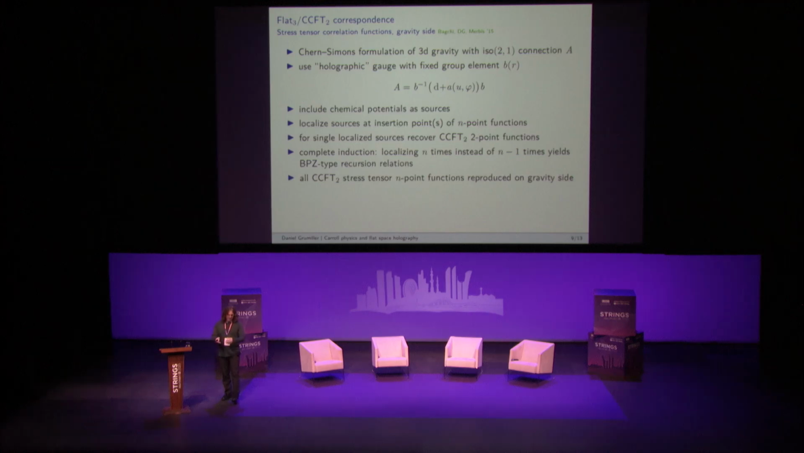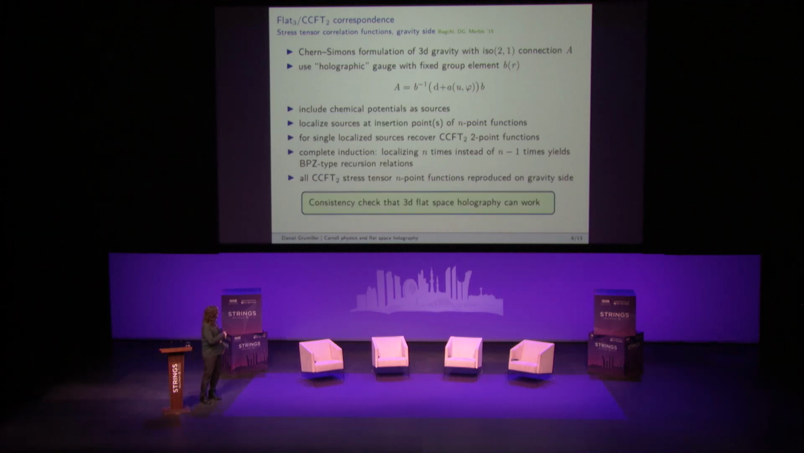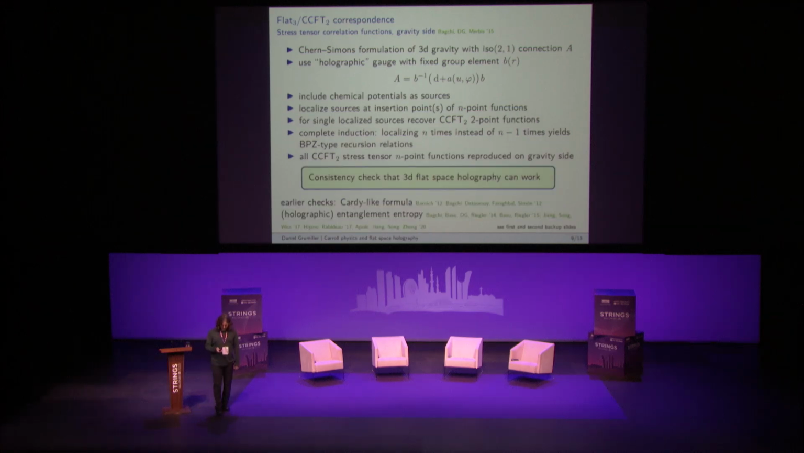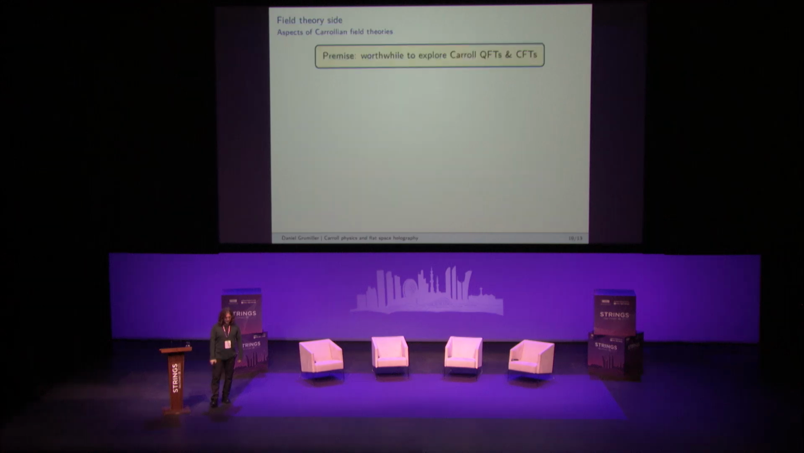So if you take the 42nd derivative of the Einstein-Hilbert action, or 42nd variation, you indeed reproduce the Carrollian CFT 42-point functions. So that's a consistency check that 3D flat space holography can work, and it's entirely based on symmetries, so there's no check beyond symmetries here. Earlier checks that are entirely based on symmetries are a derivation of a Cardy-like formula and calculation of entanglement entropy and its holographic counterpart, but I'll not discuss them in my talk here.